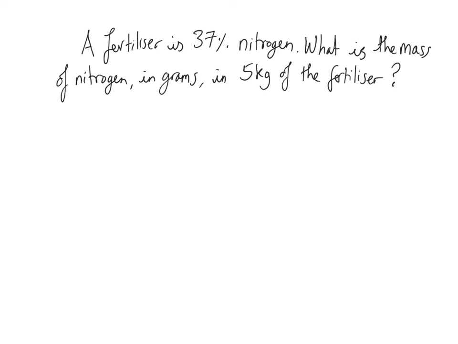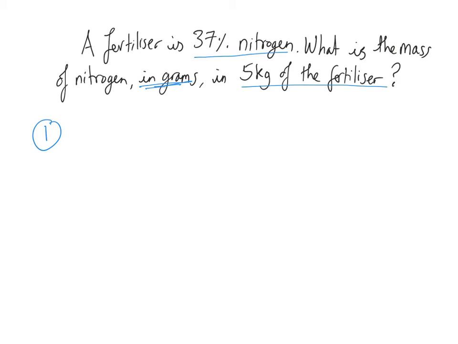Now a similar question, but with a little bit of extra complexity built in as well. So we've got a fertiliser, and we've been told that the fertiliser is 37% nitrogen, and our task is to calculate what the mass of nitrogen is in grams, that's important, in 5 kilograms of this fertiliser. So we've got 2 different steps that we need to do, and actually we can do them in either order. I'm going to do the easy thing first.